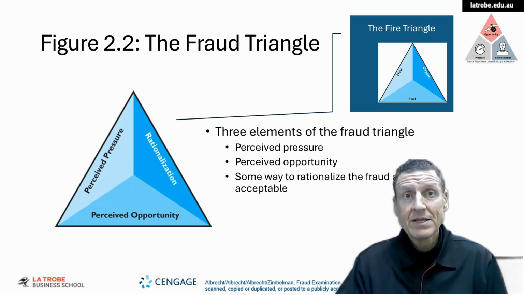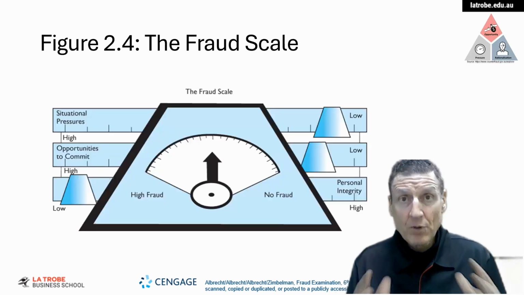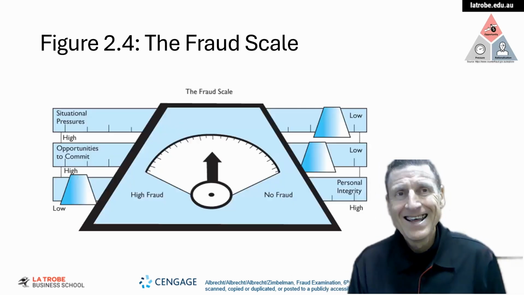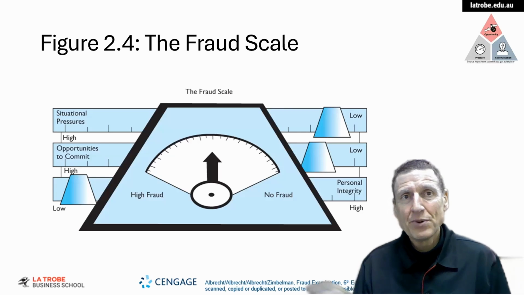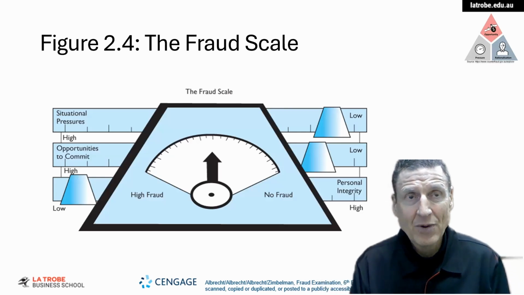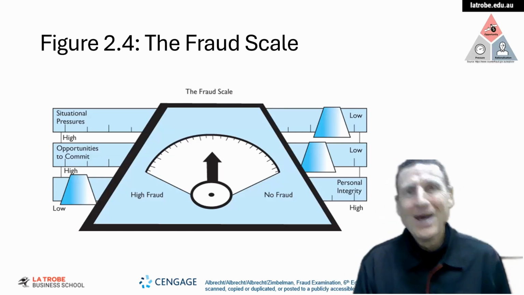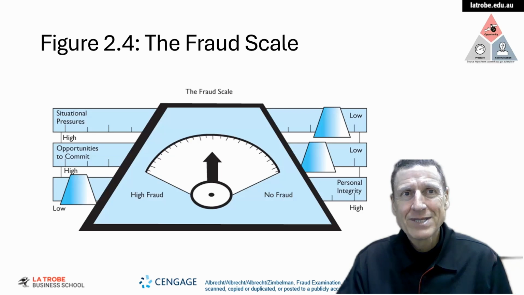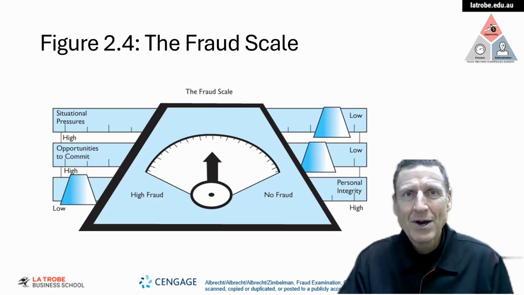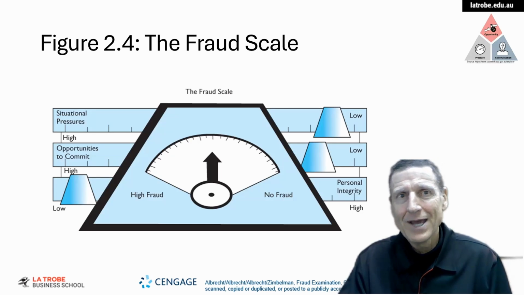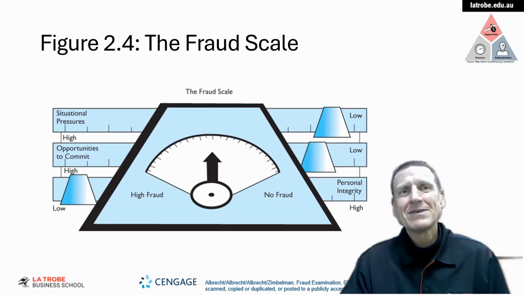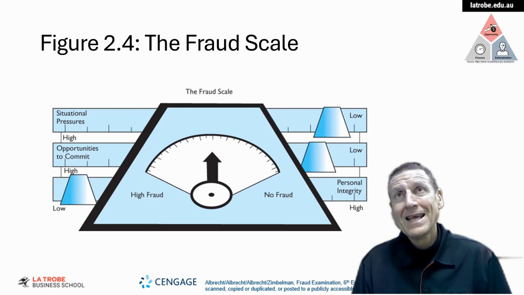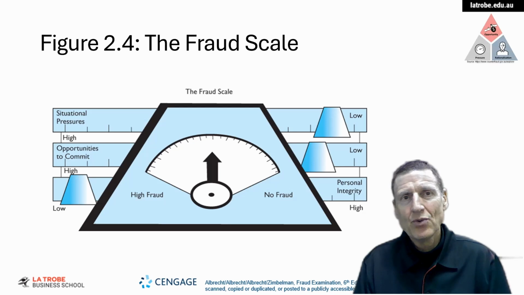So let's get into this fraud triangle. Fraud scale, that's a derivation of that. Basically, it's where you put the three pieces together, whether the scale would tip towards high fraud or low fraud. So if you had situational pressures, opportunities to commit, and the integrity was low, then the scale will go this way to high fraud. If this was low, low, and high, then the scale will go to this end. All right. So it's just a way of depicting how the fraud triangle, the three parts, work together.